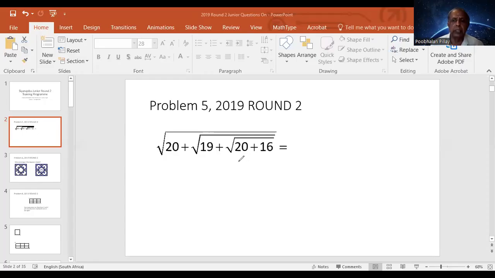It's got 2 square roots. As you can see, the way to do this is to work out the inside square root. Now you have 20 plus 16, and that is 36, and the square root of 36 is 6. So this part is 6. And now you go to the second square root. 19 plus 6 is 25, and the square root of 25 is 5. And then you go to the last one, which is the square root of 20 plus 5, which is 25. The square root of 25, and the answer is 5.